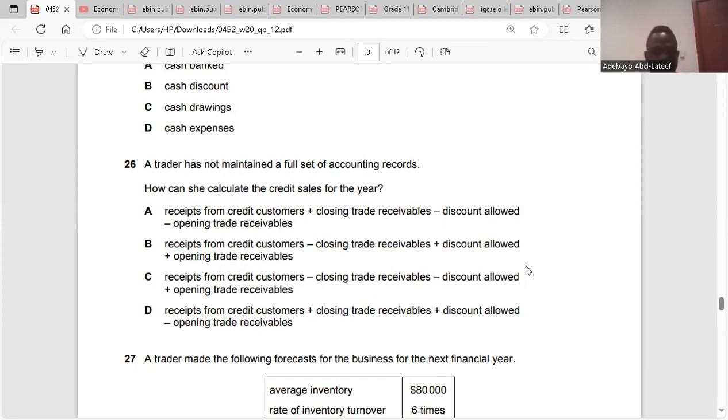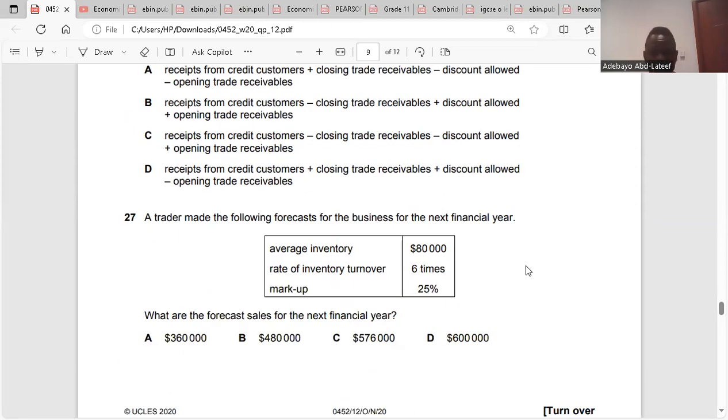Number 27. I got it wrong. 27? Yeah. But it was easy. Okay, yeah, it's easy for you. All right. They said we have a trader, a trader means this.